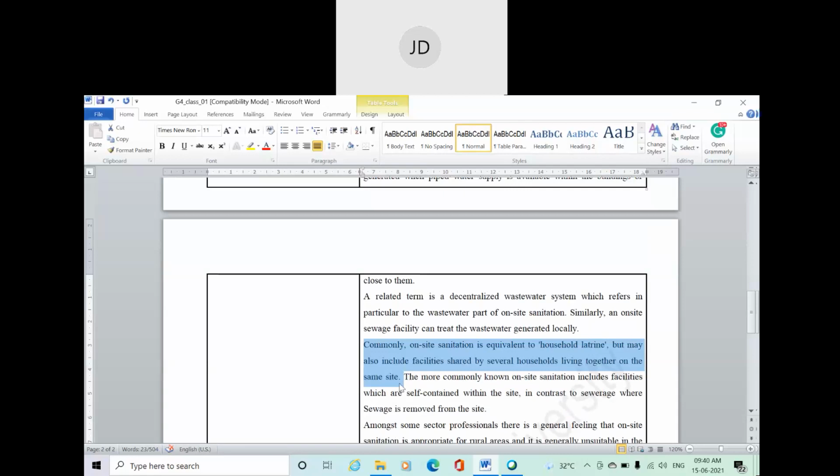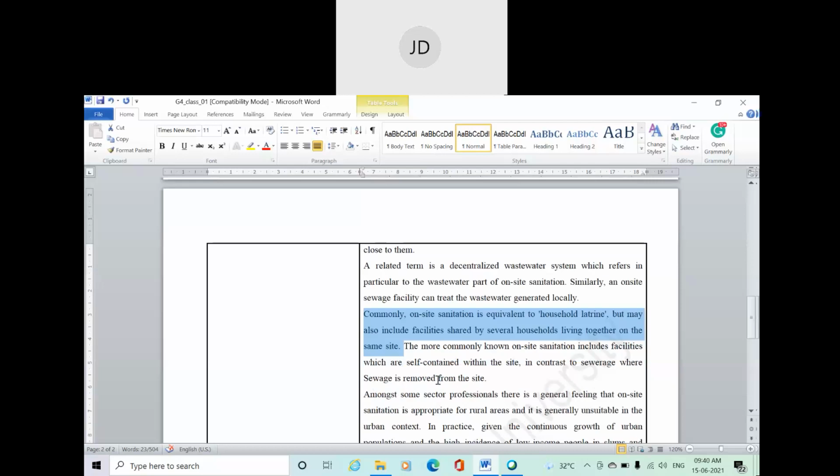Although they are joining hands to treat the waste, this can also be treated as on-site sanitation. Okay. The more commonly known on-site sanitation includes the facilities which are self-contained within the site, in contrast to sewerage where sewage is removed from the site. So basically this is all done on the site itself, either by one household or a number of households.